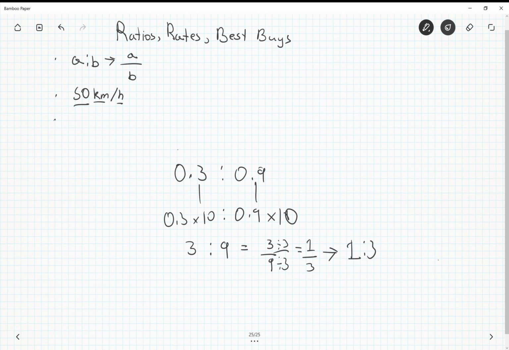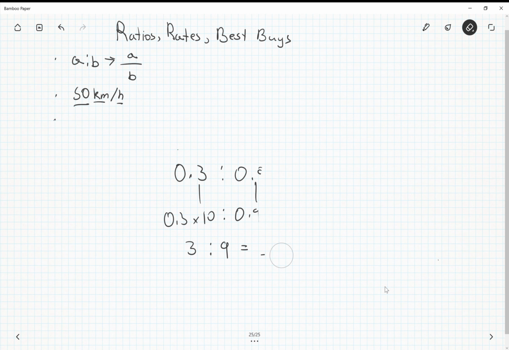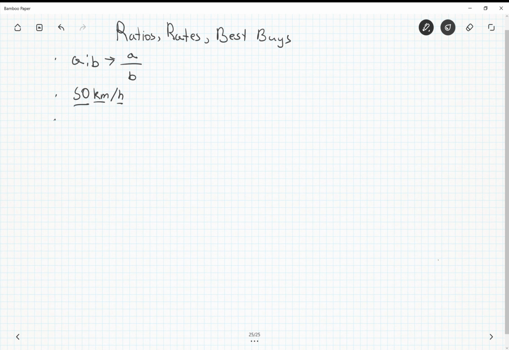And there's our answer. So while these questions can look a bit confusing at the start, if you understand how to do it, it really gets very easy. Okay, let's try 2 more and then we'll call it for a day.